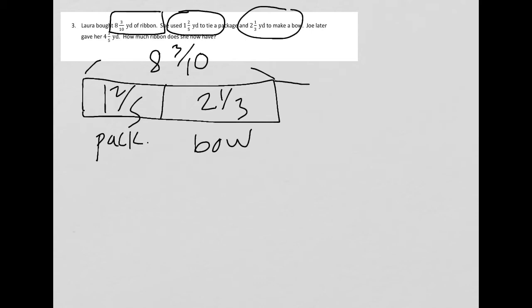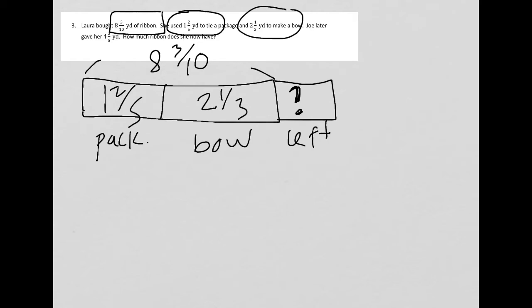I guess we don't know if she has extra. They didn't tell us. I'm not going to make it the end. Joe later gave her 3 3/5. So we're going to pretend she has extra. This is what we don't know. This is her leftover. And I know it's going to be extra because I know the package plus the bow, 1 plus 2 is only 3-ish. So it's going to be about 4 that she used. So she's going to have some amount left.